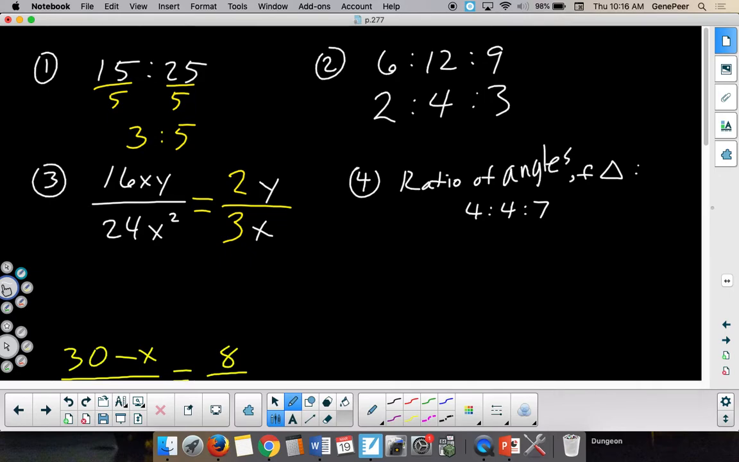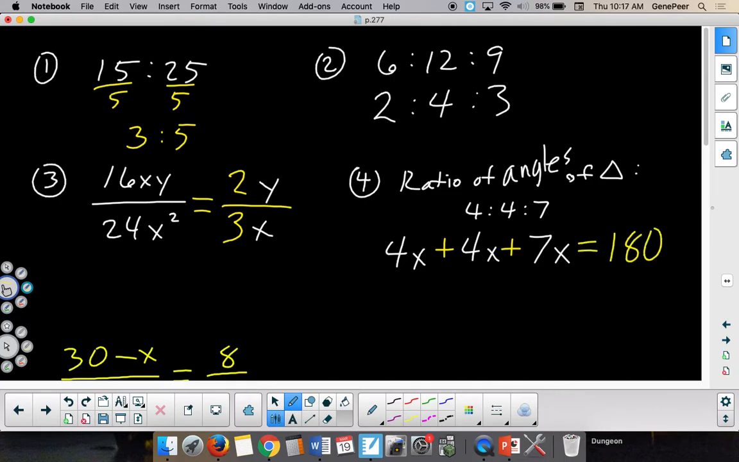The ratio of the angles of a triangle are 4 to 4 to 7. The angles are not actually 4, 4, and 7. The angles are actually 4 times something, 4 times something, and 7 times that same something. We know that those 3 angles have to do what? They have to add up to 180.